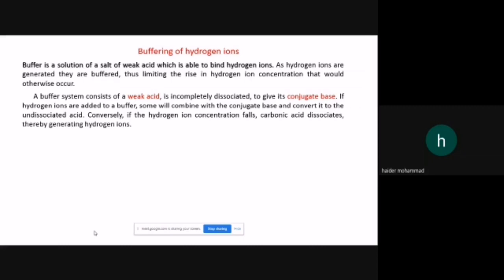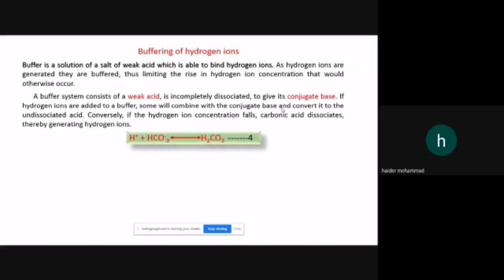So if hydrogen ions are added to the buffer, some will combine with the conjugate base. So the excess amount of hydrogen ions will react with the conjugate base and convert it to the undissociated acid. Okay, and the opposite is true.